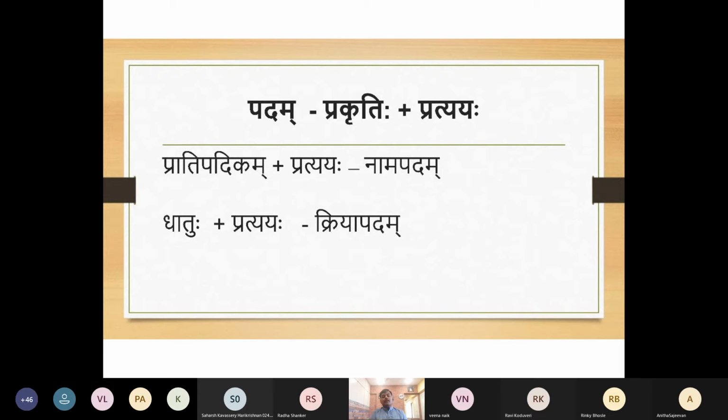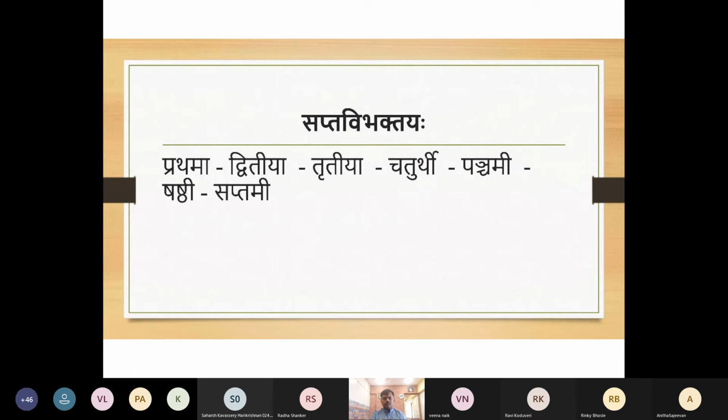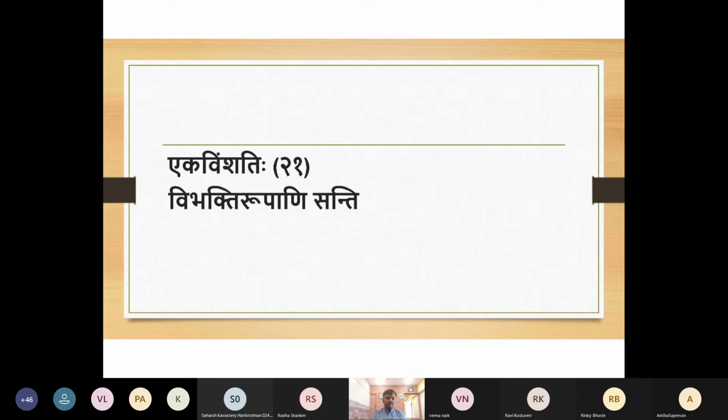Whereas pratipadikam plus pratyayaha becomes namapadam. This is the theory behind it. I told you there are 7 vibhaktis: Prathama vibhakti, Dvitiya till Saptami.